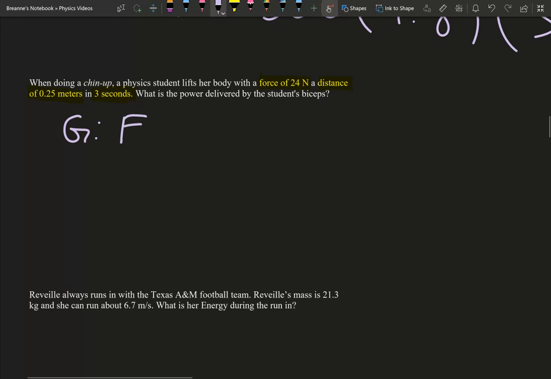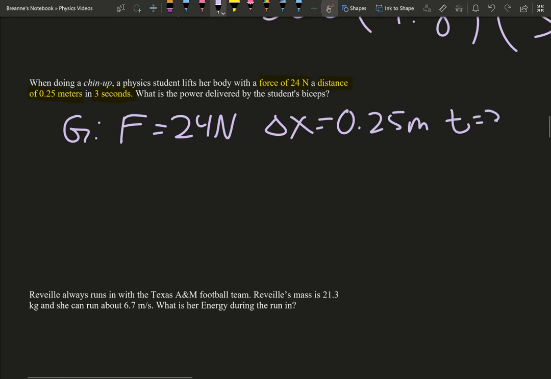So F equals 24 newtons. Delta X equals 0.25 meters. And T equals 3 seconds. And it says, what is the power? So we're looking for power. The only power equation we have is power equals work divided by time. But we don't have work. Okay, so now we have to look through all our formulas again to find the formula for work.